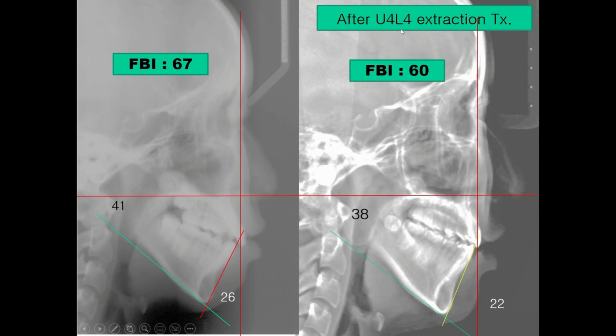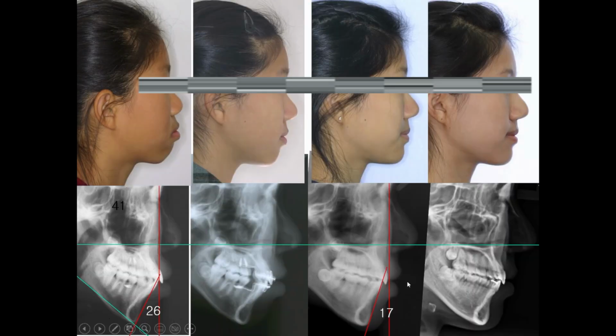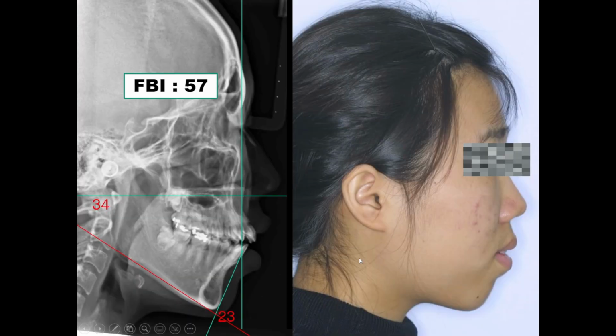And then upper 4 lower 4 extraction treatment. Look, sometimes the soft tissue starts to change because if the patient has a habitual contraction around here, the retraction of the lower anteriors will be released. Look at this patient. The structure is not so good.